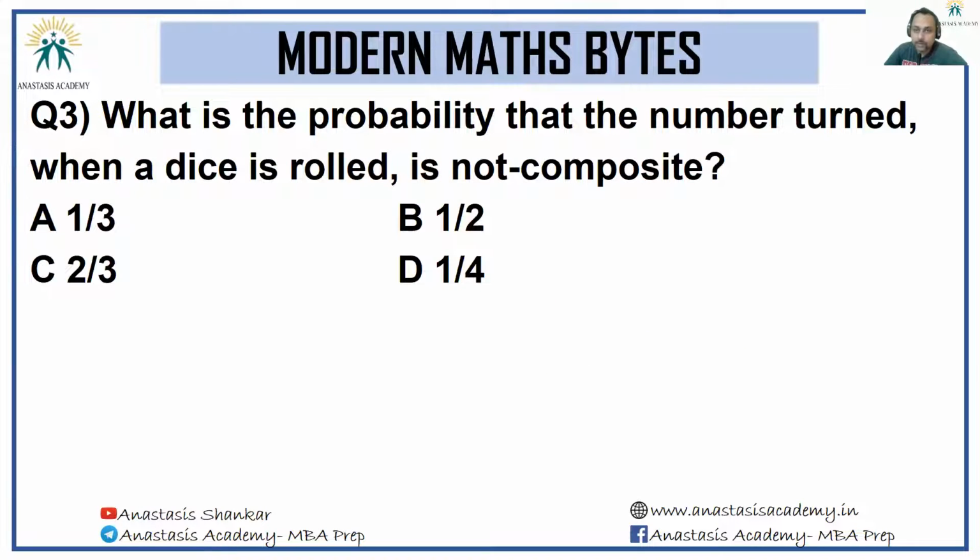Next question. What is the probability that the number turned when a dice is rolled is not composite? When a dice is rolled, you can get these 6 outcomes. If we want not composite, this cannot come, the rest 4 can come. The answer is 4 by 6 or 2 by 3. So option C.